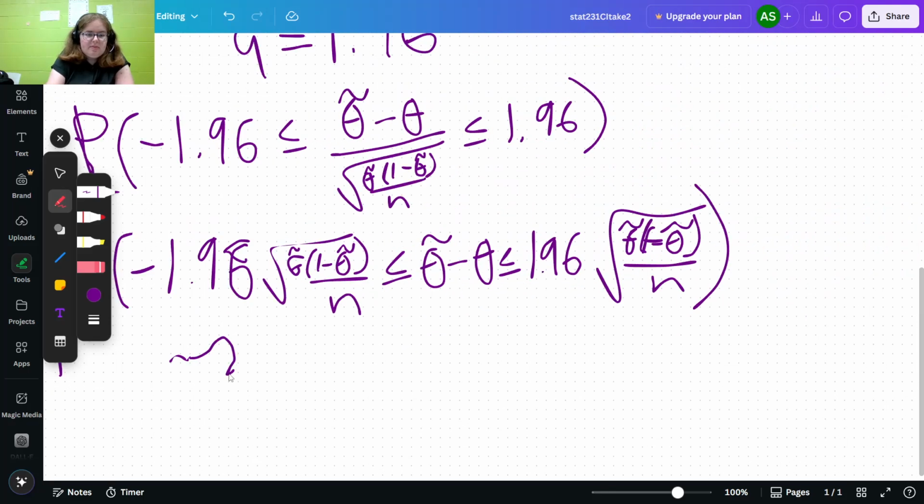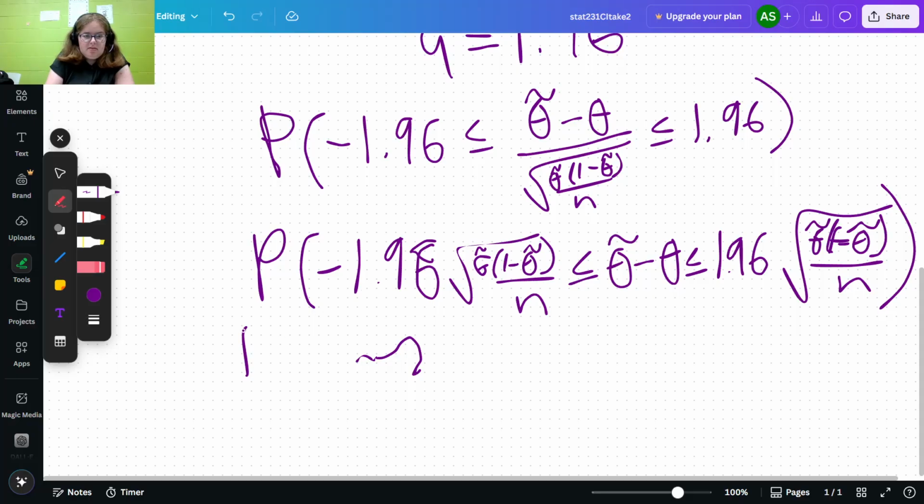uh-oh, this keeps happening to my pen. Alrighty. Okay, p of negative 1 point. Get rid of this little thing here.